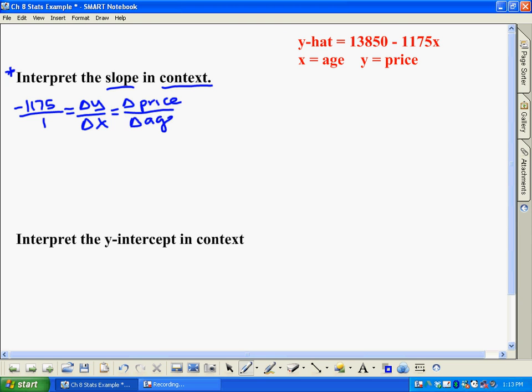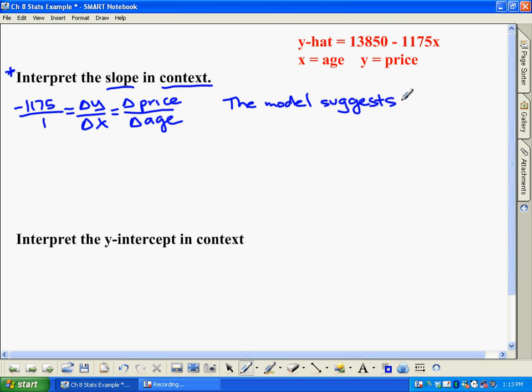So what we would do is we'd say something like this. First of all, when we create these equations, they're just models. So we always say the model suggests. It's really no guarantee that anything's going to happen for sure, but we say the model suggests. And now we put that number for our slope into context. So we're talking about price changing this much.